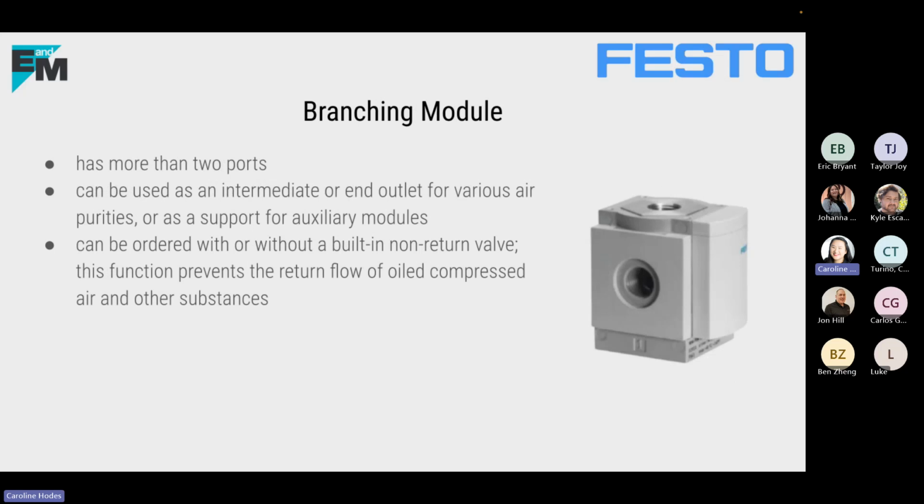So next, going into the branching module, our branching module has more than 2 ports and can be used as an intermediate or end outlet for various air purities, as well as a support for auxiliary modules. Branching modules can also be ordered with or without a non-return valve, which could prevent the return flow of oiled compressed air and any other substances.